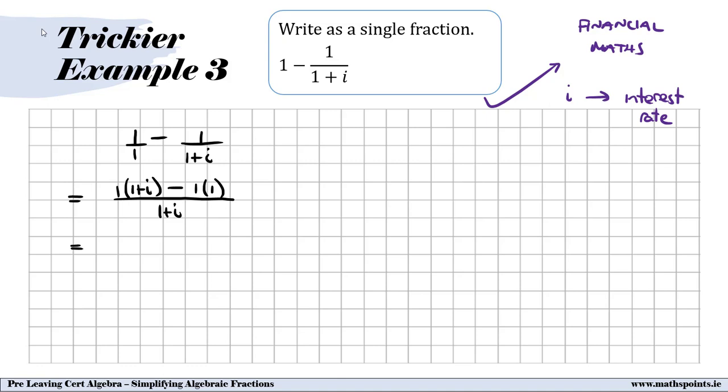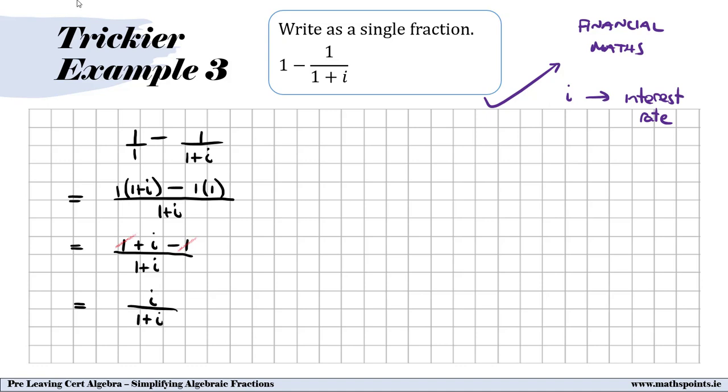Tidying up the top by multiplying out the brackets, I have 1 by 1 is 1, 1 by I is I, and then minus 1 by 1 is minus 1, and this is all over 1 plus I. I can see that at the top of my fraction, the 1 minus 1 will give me 0 and cancel out. And then I'm left with a final answer of I over 1 plus I.